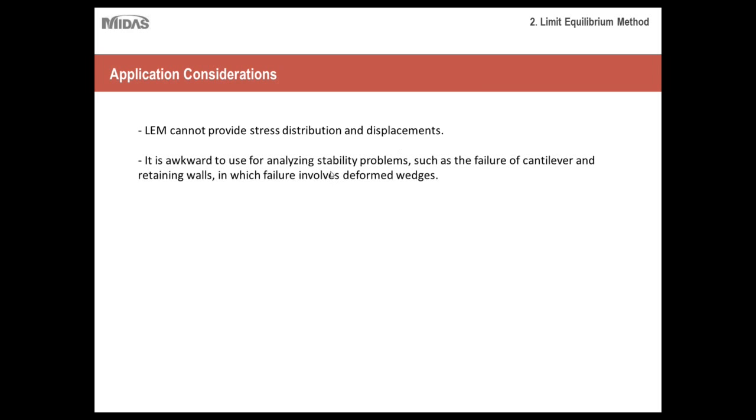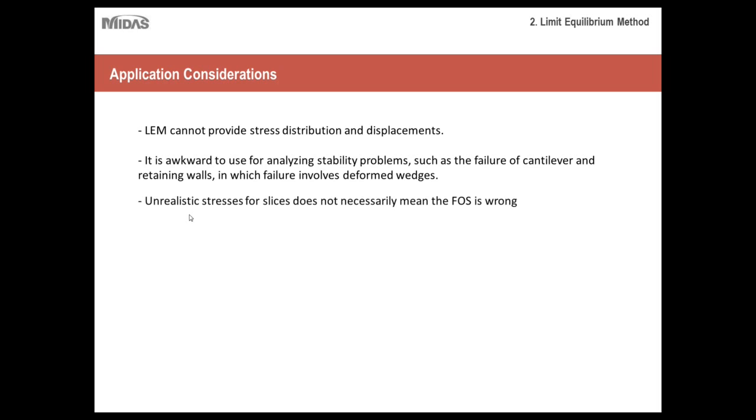It is awkward to use for analyzing stability problems, such as the failure of cantilever and retaining walls, in which failure involves deformed wedges. So if you have any type of retaining walls or support structures, it's very difficult to analyze the effect of those support structures. That's something we'll talk about in greater detail with the strength reduction method of finite element analysis, that structural supports in general are much better, or more accurately, analyzed with that type of method, as opposed to the limit equilibrium method, which is more specialized to just the factor of safety.